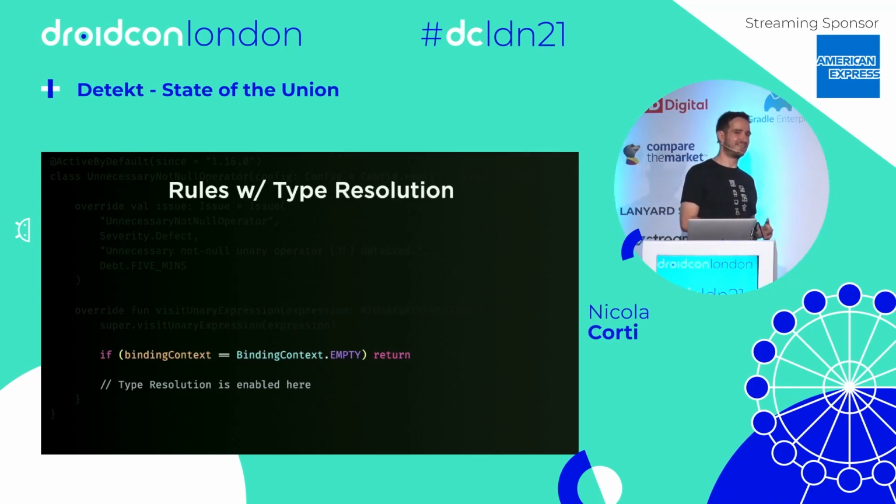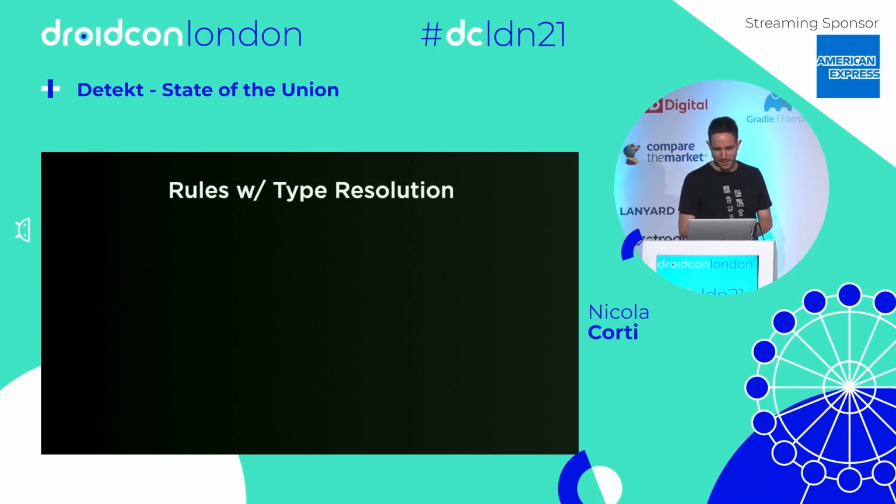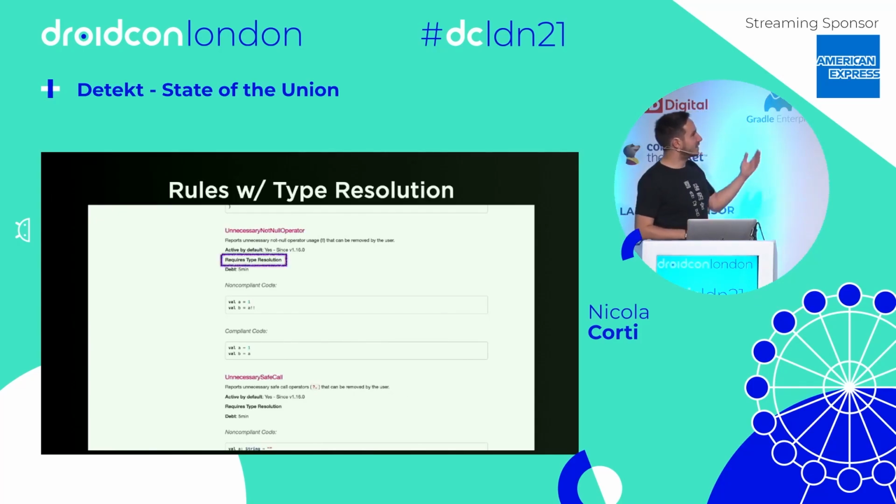And here there is a gotcha, because you might run Detekt without type information, and a lot of people come to our issue board and say, I enabled this rule, but it's not working. And it's like, yeah, because that rule requires type resolution, and you're not giving type information. So again, you will find in the documentation whether a rule requires type resolution or not.